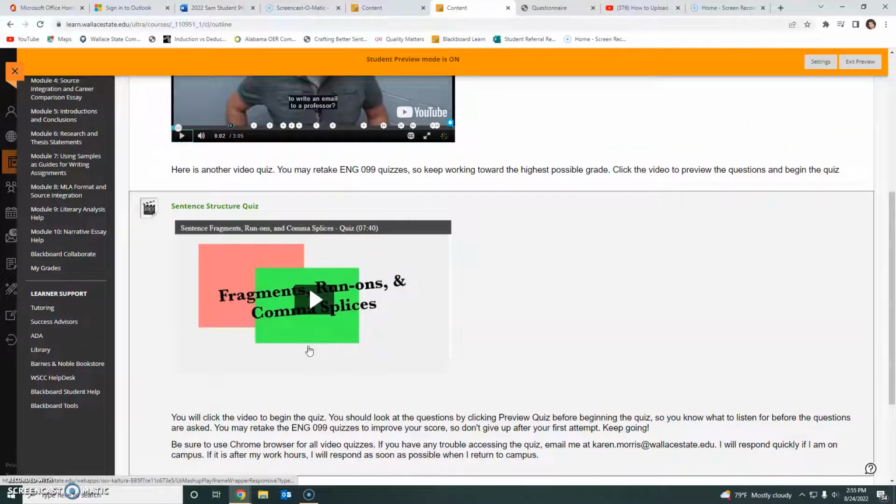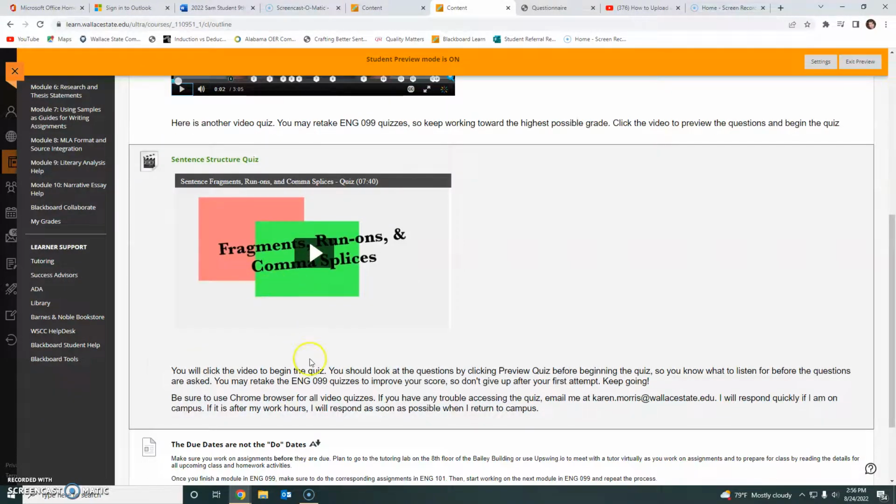So you want to make sure that you understand sentence structure, not only for the grammar test, but also for writing essays. A lot of students tend to lose points for sentence structure problems. So reviewing this will be super important.